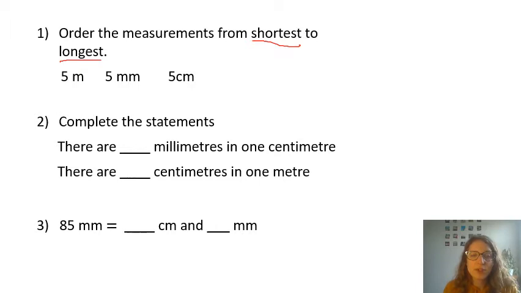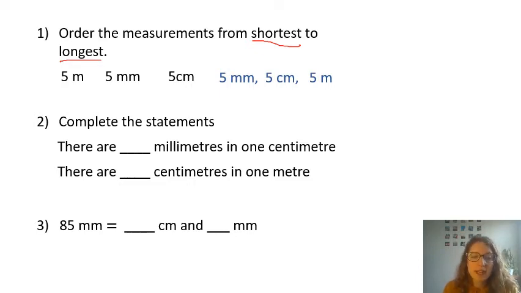Okay, so ordering them. We've got metres, millimetres and centimetres, but so 5 of each. So we need to order them from shortest. We know our smallest unit of measure is millimetres, then centimetres, then metres. So well done if you got it. And you do need to start with that 5 millimetres because it did say shortest first. So it is important you do what it says on the question.